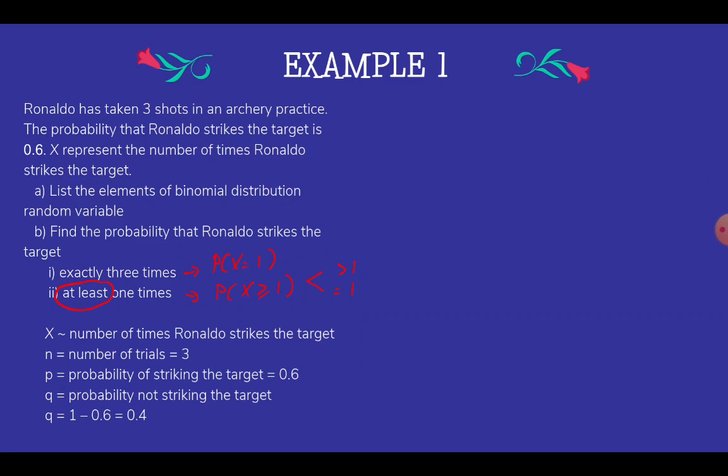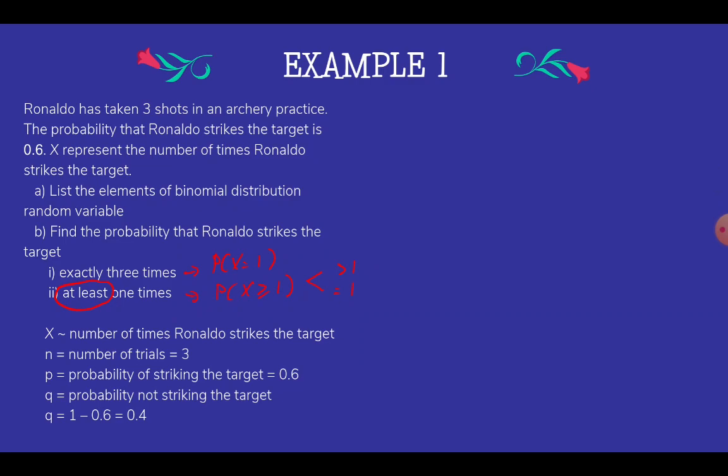Next, define. First and foremost, of course, you need to define X. Only then do you know what you are trying to find. So X is the number of times Ronaldo strikes the target, n equals 3, p, the probability of striking the target, is 0.6, and q is the complement of it. q is the probability of not striking the target, which is 0.4.